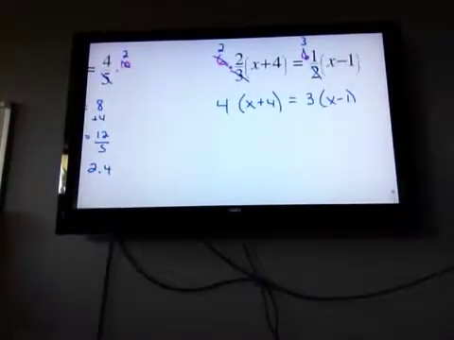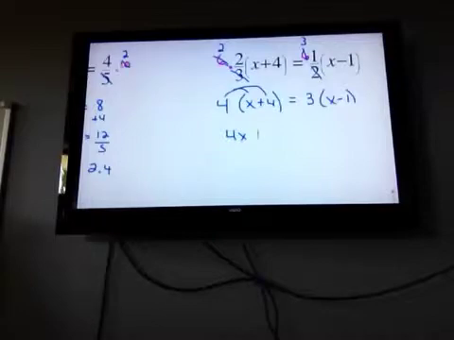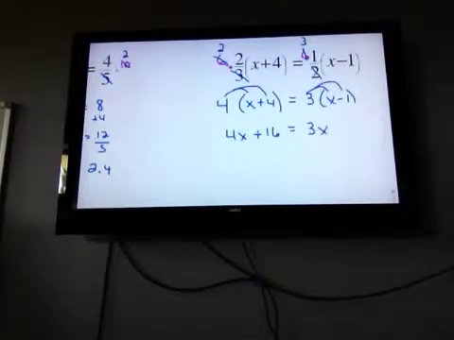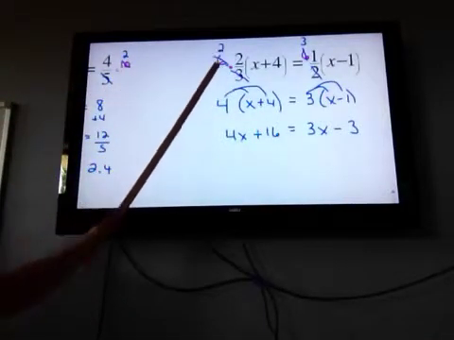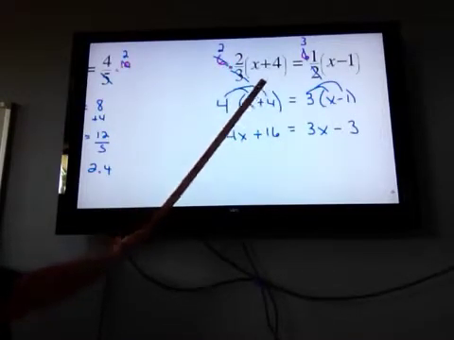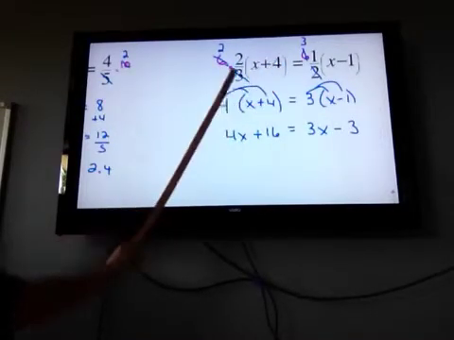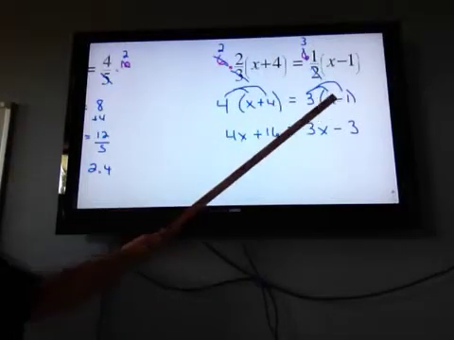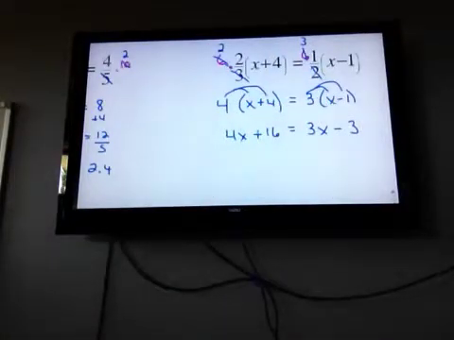So we'll go ahead and distribute now. Now we'll get rid of parentheses. So 4 times x, 4 times 4 equals 3 times x, 3 times negative 1. So notice that all we did on the outside was cancel the fraction part. We didn't take that into the parentheses because all of this is one thing. The parentheses don't change until you distribute, get rid of them. Okay? All right, so we'll continue solving.